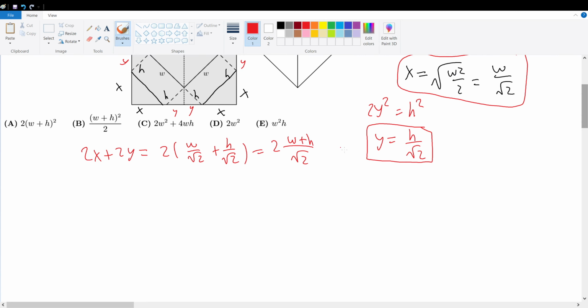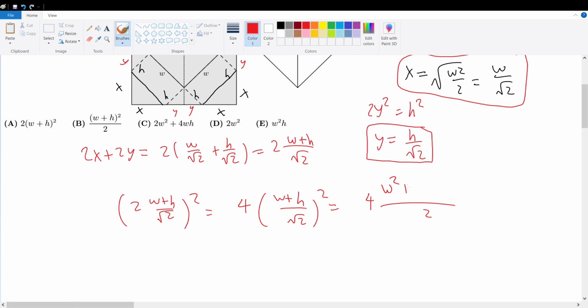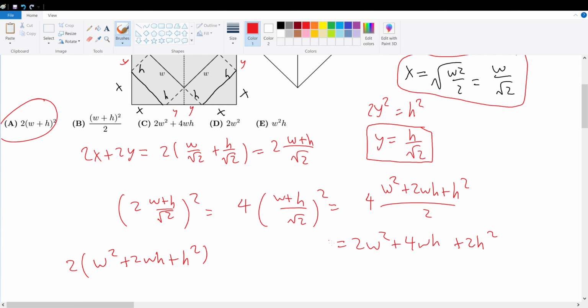Well, the area will simply be this quantity squared, right? So that means this would be 2 times W plus H over root 2, squared, which is 4 times W plus H over root 2 squared. That's equal to 4 times a half, which is 2, times W squared plus 2WH plus H squared. That means this is equal to 2W squared plus 4WH plus 2H squared. Now, what is our answer? Well, we don't have it in this form, but we have it in the factored form of 2 times W plus H squared. Why? Because W plus H squared is W squared plus 2WH plus H squared, which matches this form right here. Therefore, your final answer would be answer choice A.